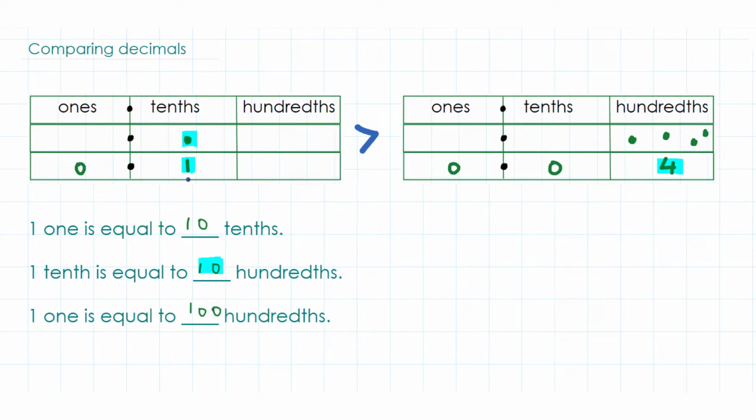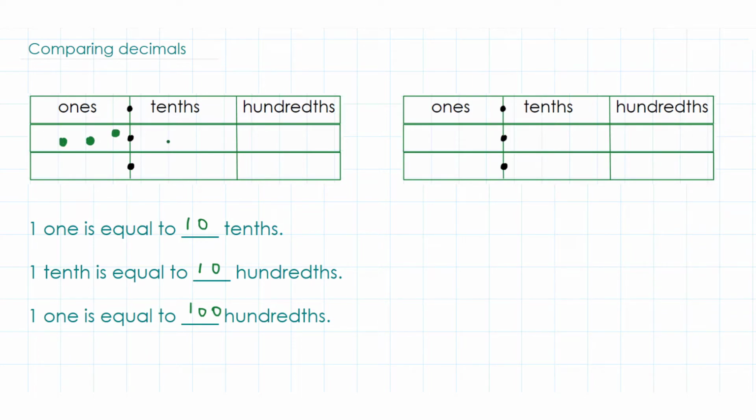So even though there's only a 1 here and there's a 4 here, 0.1 is greater than 0.04. This 1 is worth 1/10. This 4 is worth 4 hundredths. 1/10 is worth 10 hundredths, which is more than the 4 we have here. I hope that makes sense. We'll do one more example.